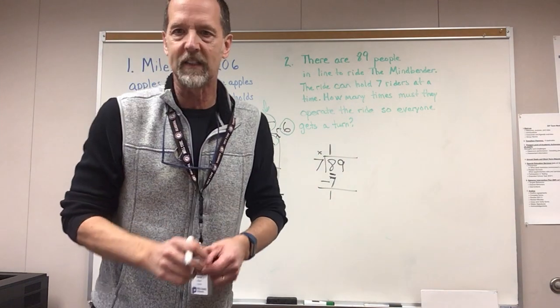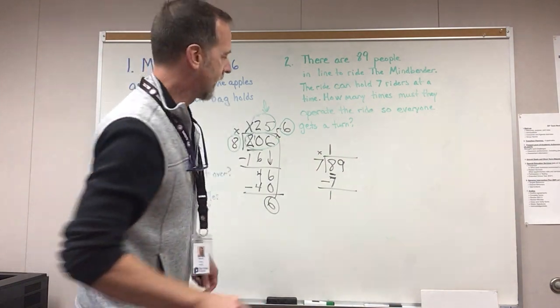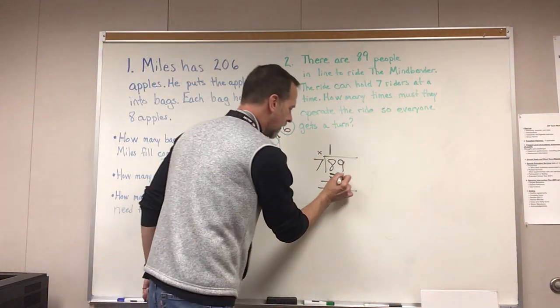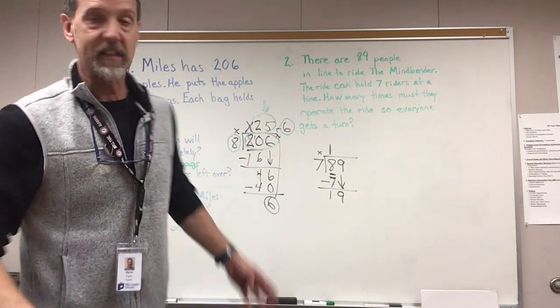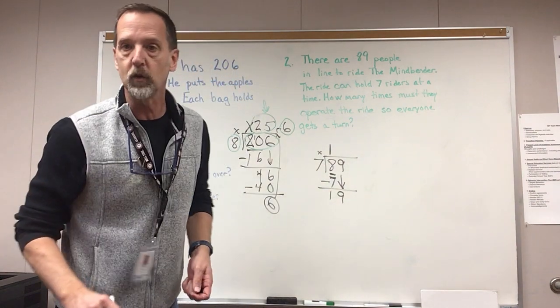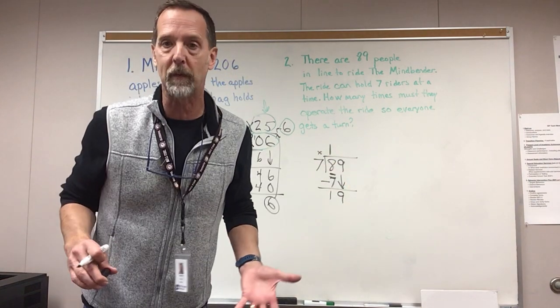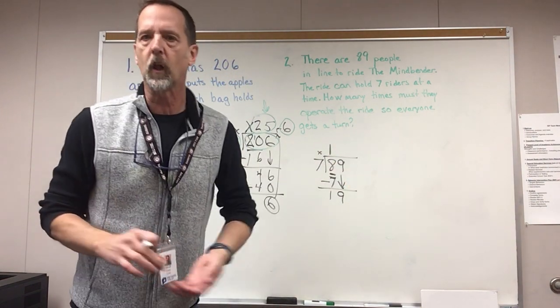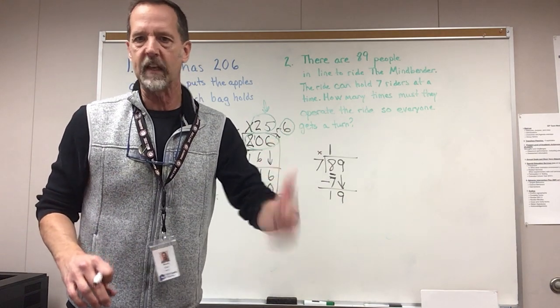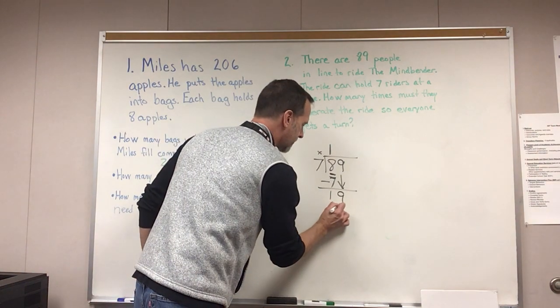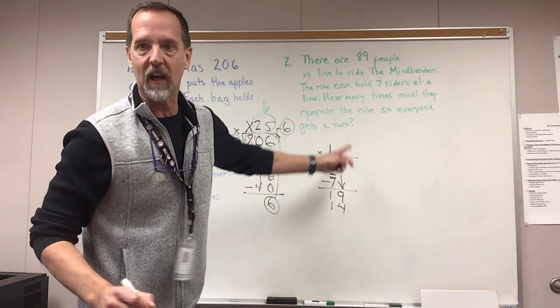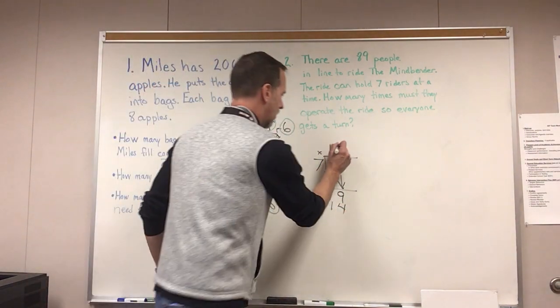Well, I can't take that 1 ten and put it into 7 groups. Okay, so I'm going to break it apart into ones. I'm going to bring down the 9 ones that I have. And now I want to see, counting by 7s, if I can get close to 19. Do you get 19 if you count by 7s? You don't. So get close. 7, 14, 21. 21's too big. Go back to 14. 14 is 7 times 2.